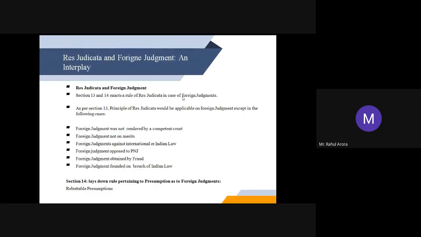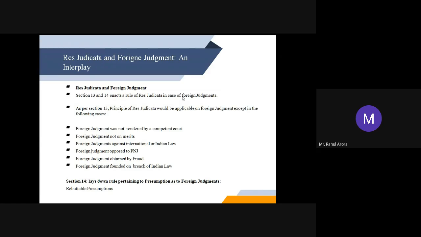Now, we will look into the relationship between res judicata and foreign judgment. Sections 13 and 14 of the Code of Civil Procedure annex a rule of res judicata in the case of foreign judgment. As per Section 13, the principle of res judicata would be applicable on foreign judgment except in the following cases. So, the general rule is yes, it would be applicable, but if any of the following conditions are satisfied, then the principle of res judicata would not be applicable.